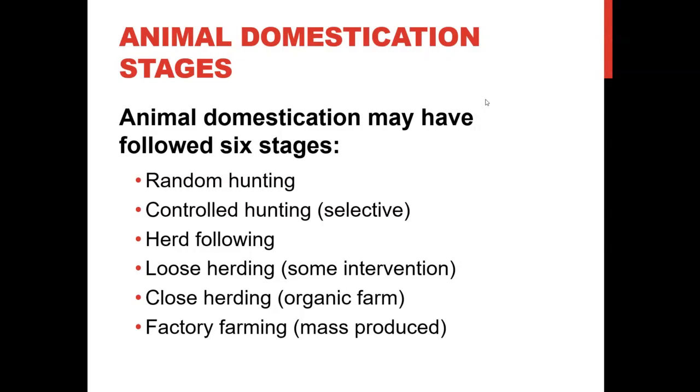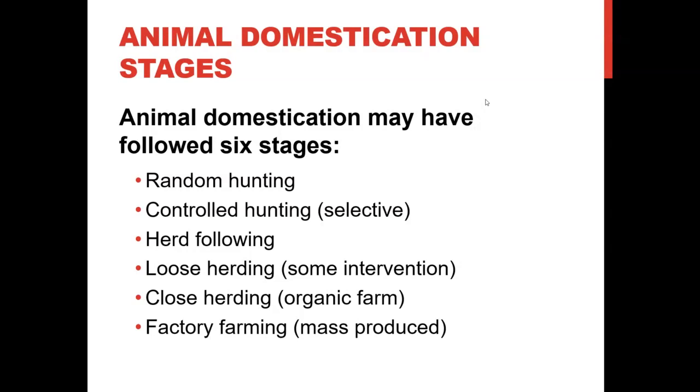Loose herding. So now at this point, we're starting to interfere a little bit with the reproduction, but not a lot, right? So for example, oh, we're following the deer herd. Let's say, oh, that deer looks sick. We should kill it and separate it from the group so they don't get the other deer sick. That's loose herding.